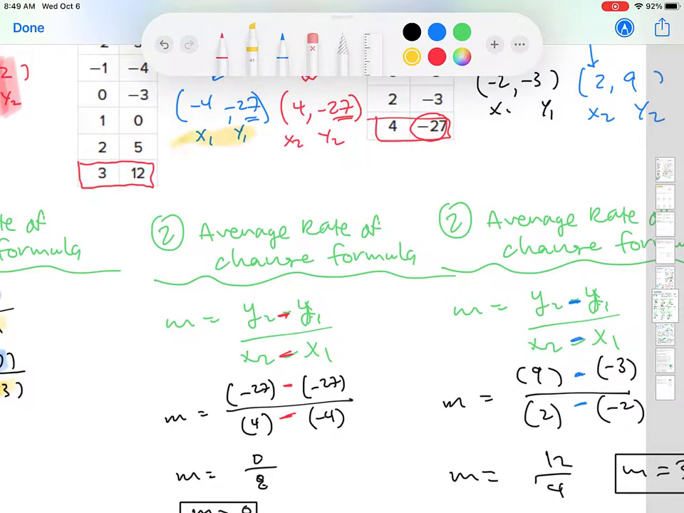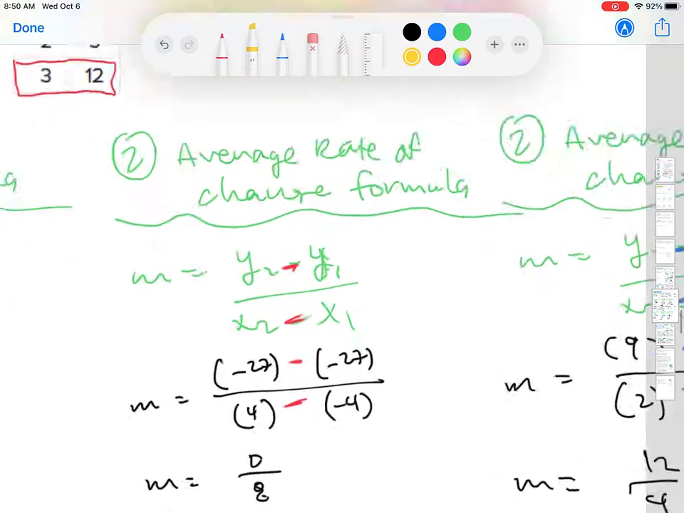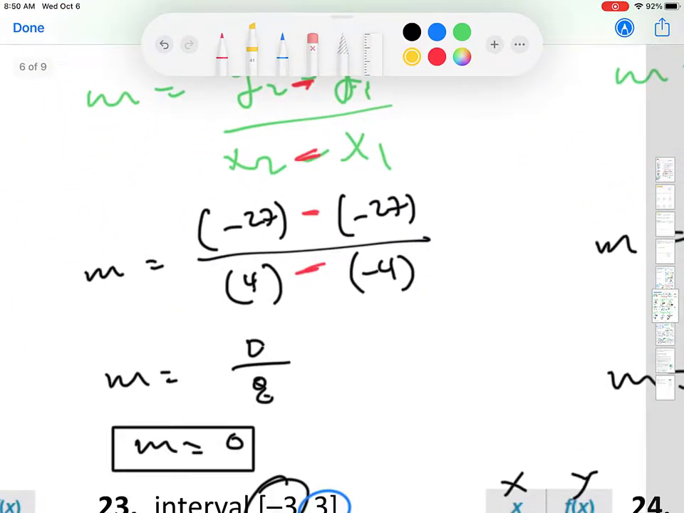A good tip here is to always label your order pairs, x1, y1, x2, y2 there in yellow. Substitute it in. And be careful there, you'll get 0 divided by 8. Put it in your calculator, it is 0. Feel free to put those into your calculators.